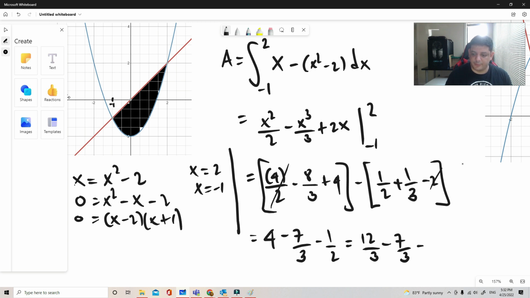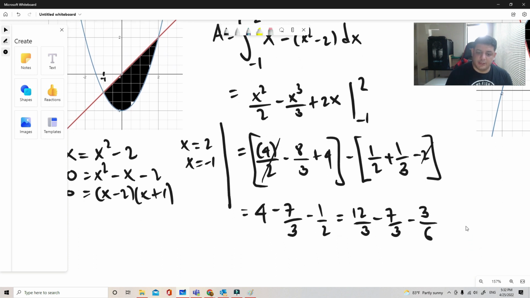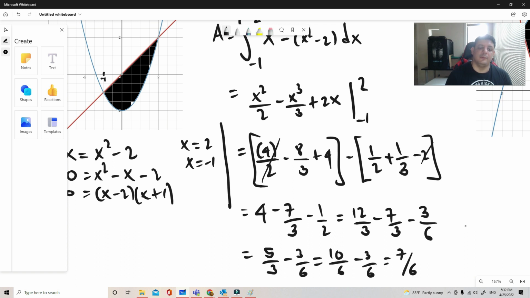And then I can transform this into 6, so I can find a common value later. And once we have that, we have 5 over 3 minus 3 over 6. Or we can see this as 10 over 6 minus 3 over 6, and this is going to be 7 over 6. So we find out what the area below the curve is in that scenario.